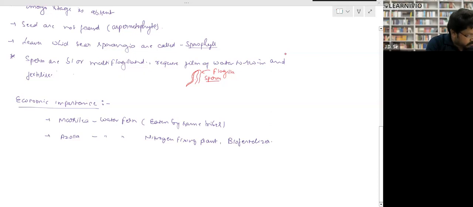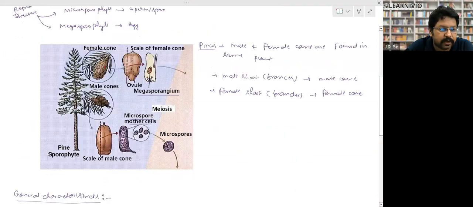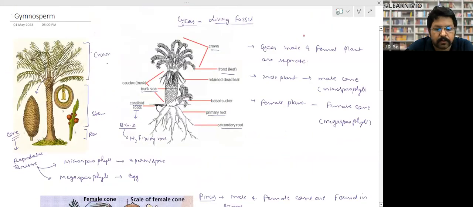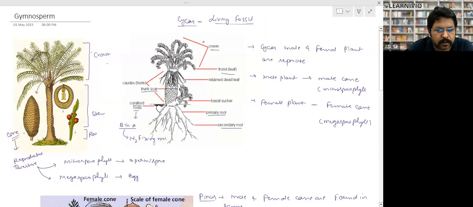Please note it down. Sperms are attracted by malic acid, which is released by the archegonium of pteridophyte. Clear?